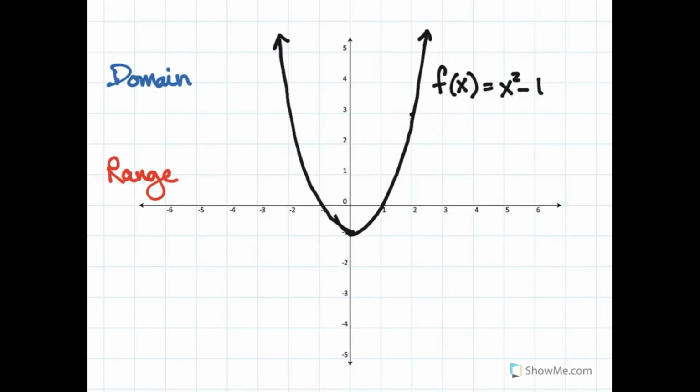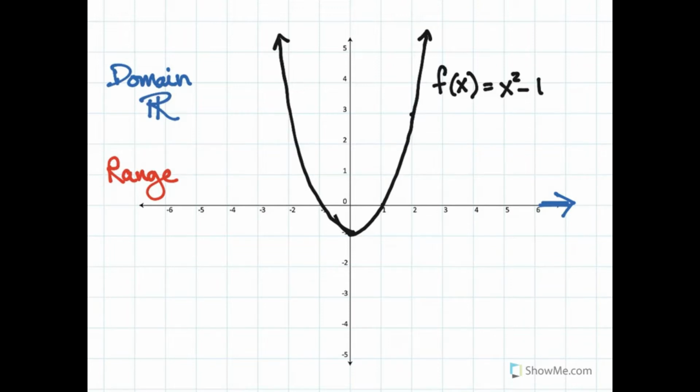Sometimes it's important to find the domain and the range of a function. Here's a graph of the function x squared minus 1. Now if I think about the domain, it's not a rational function or a square root function. Any x at all will work. So the domain, which is on the x-axis, is any x. All real numbers are in the domain.